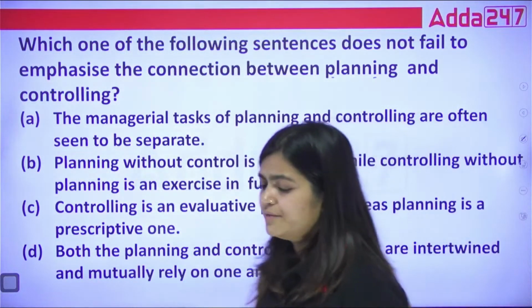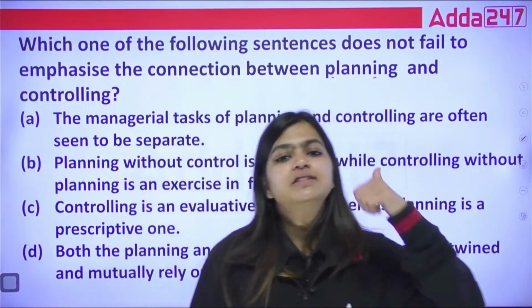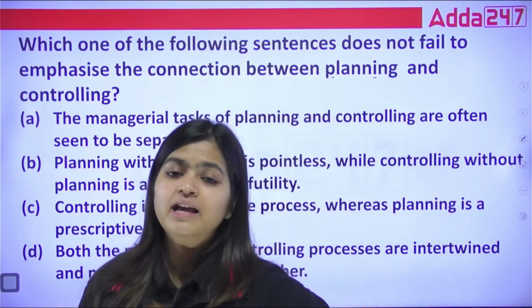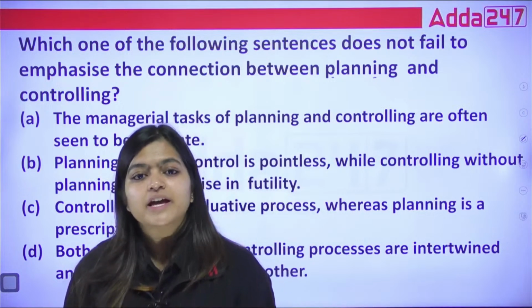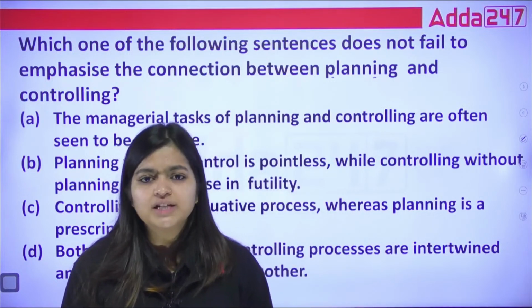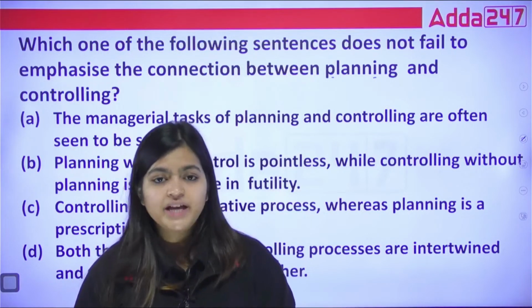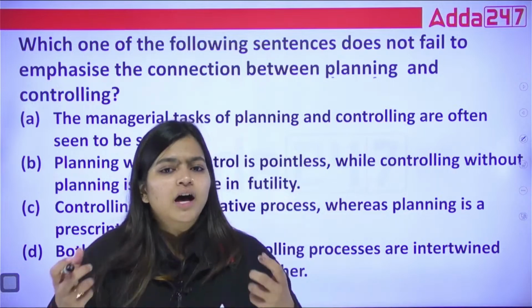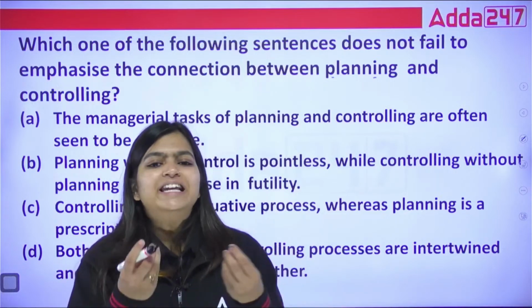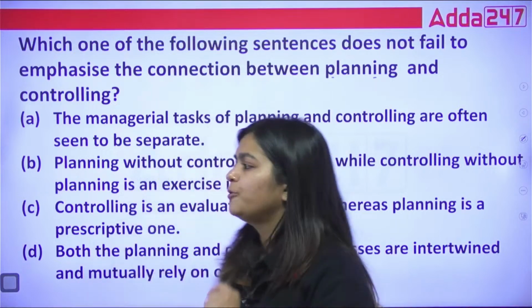As we know, whenever we talk about the management process, the first step is your planning and your last step is your controlling. But only one time we need to do this? The answer is no. This is a continuous process. Okay, so this is what we can give as the relation between planning and controlling. Let's see what the options are.